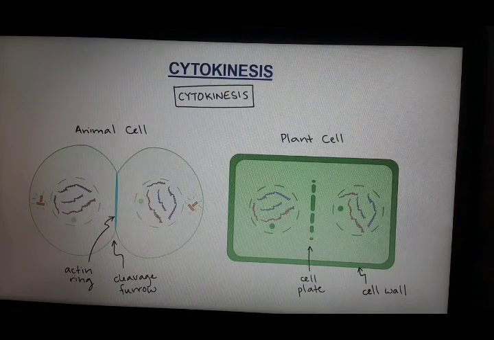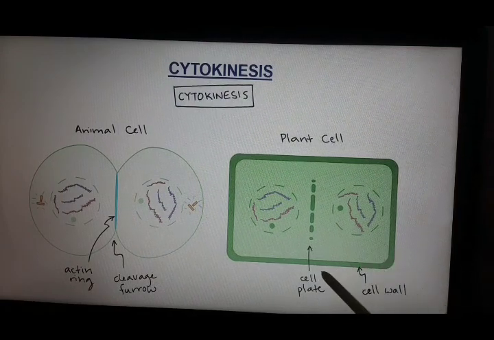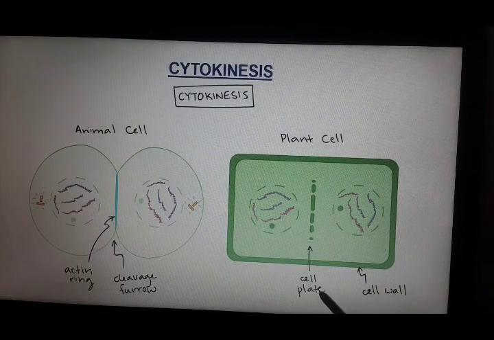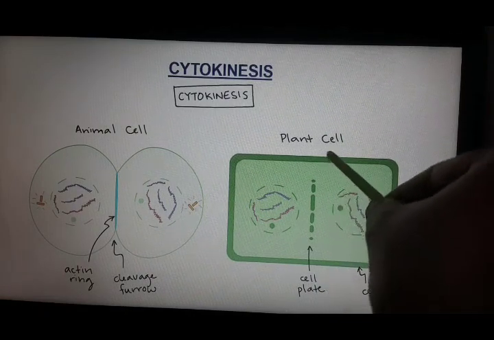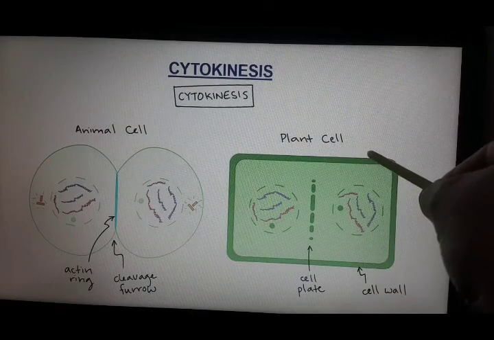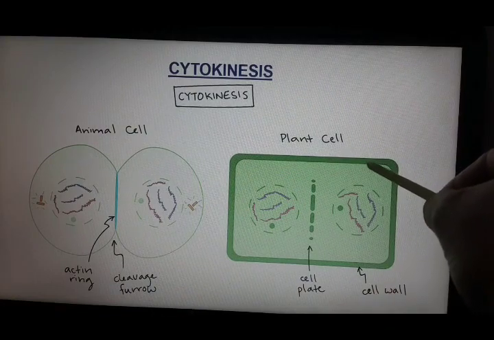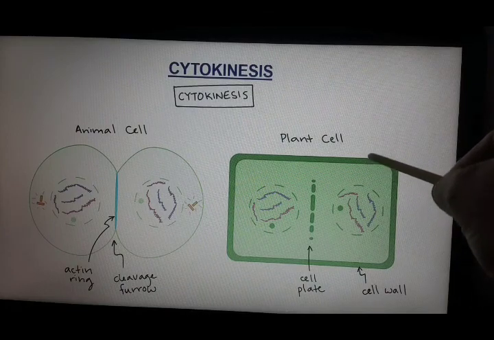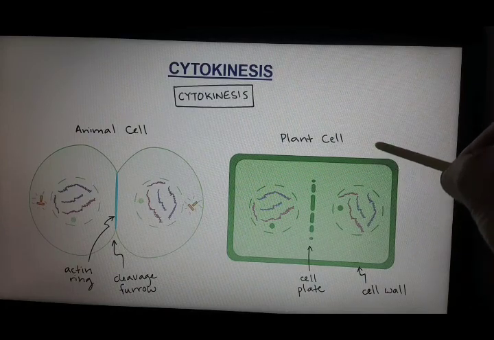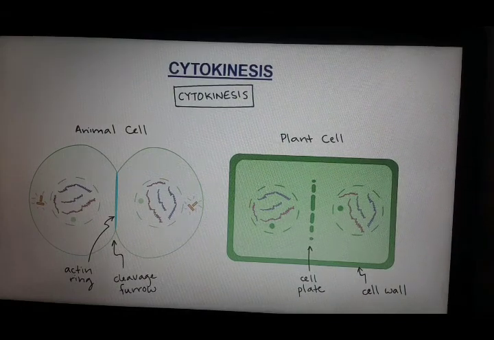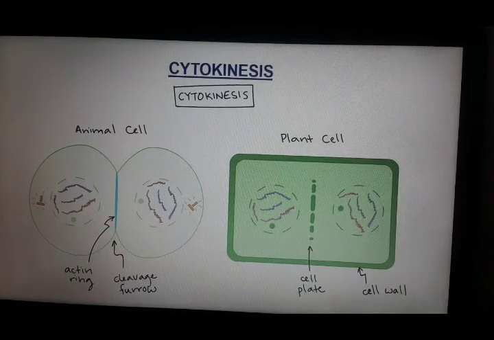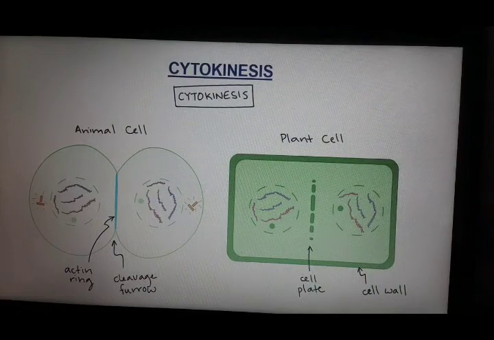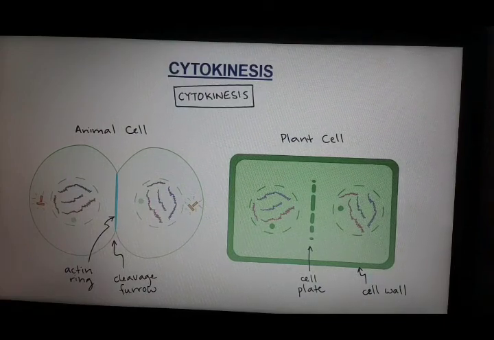Straight away look at two things. If there is a cell plate labeled, you say it is a plant cell. Otherwise, if you can see a double membrane, that means the outer one is the cell wall and the inner one is the cell membrane. Whenever you find these two labels, cell wall and cell membrane, your cell is a plant cell. This is how you identify whether the cell is animal or plant, and this is how mitosis is completed.